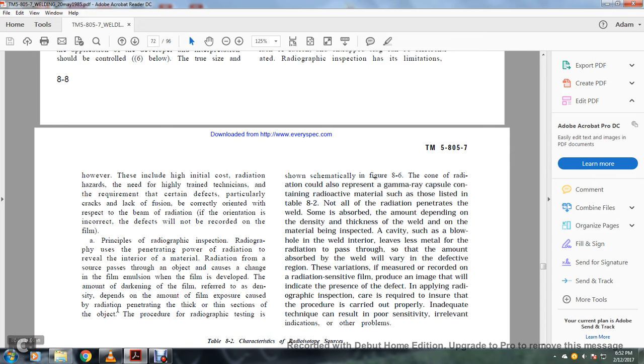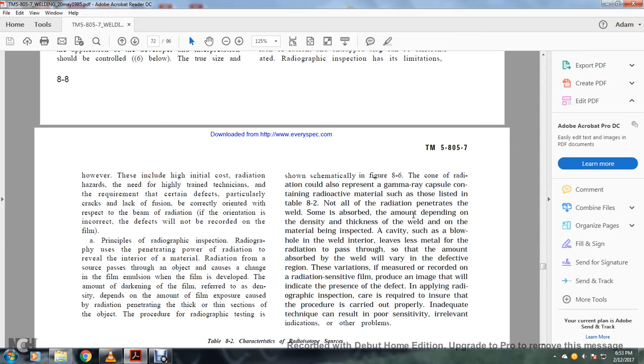Think of a thin section of the object in the procedure of radiographical testing. Shown schematically in Figure 8.6, the cone of radiation represents a gamma ray capsule containing radioactive material such as those listed in Table 8.2. The radiation penetrates the weld.